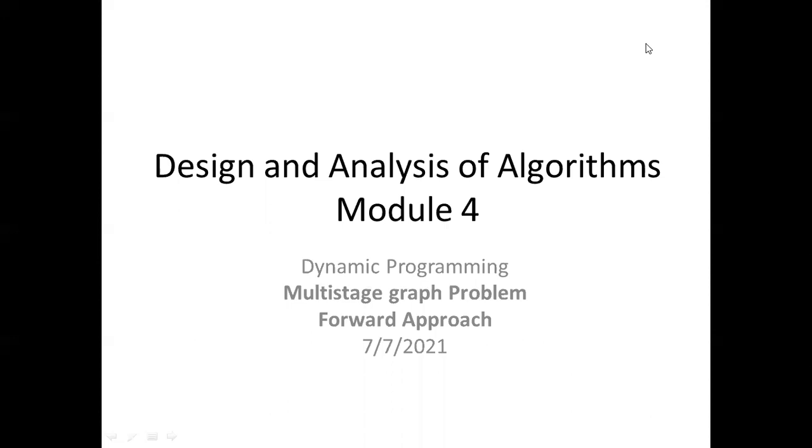And design and analysis of algorithms. We were discussing dynamic programming technique. From dynamic programming technique, we have discussed one problem, that is the knapsack problem. We have already discussed it.